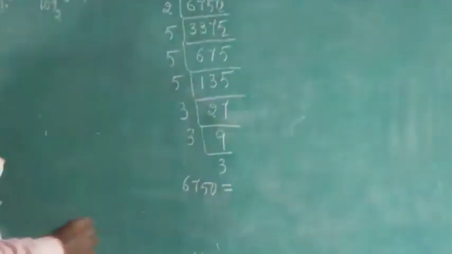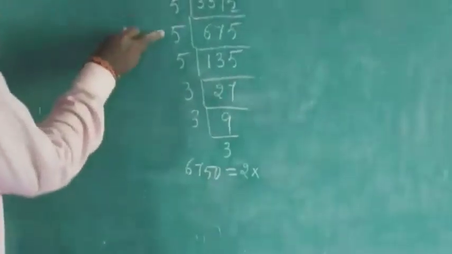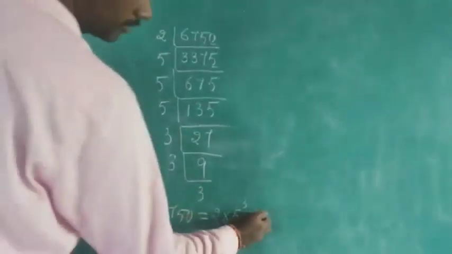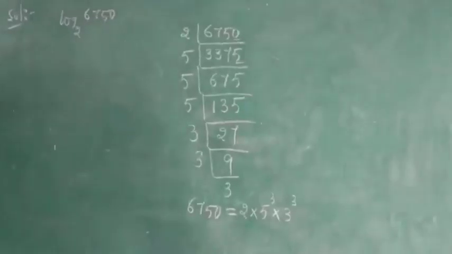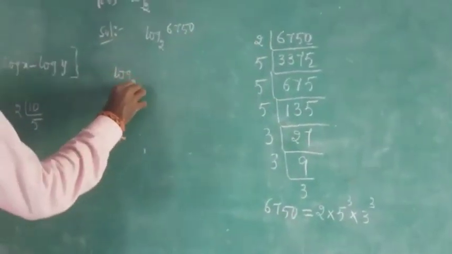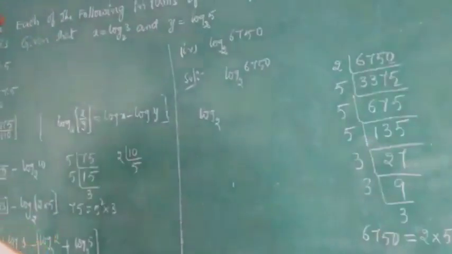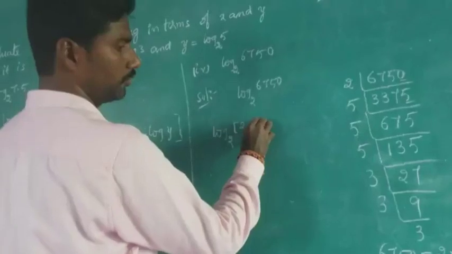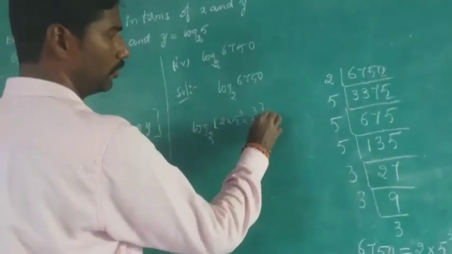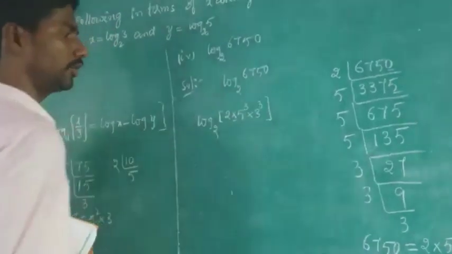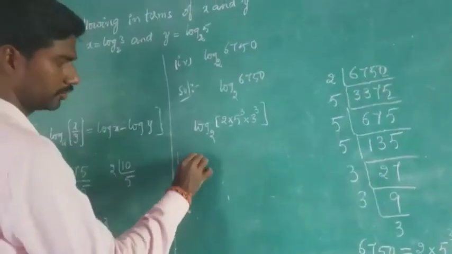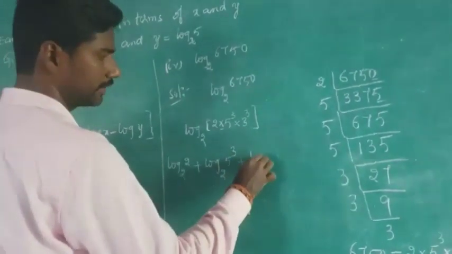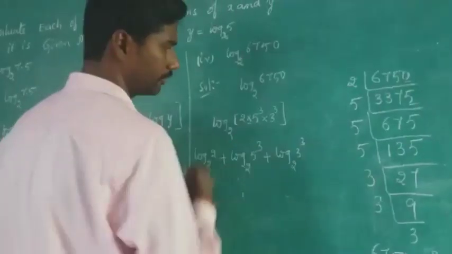So 6750 you can write as 2 into 5. How many times are there? 1 2 3. 5 to the power of 3 and 3 you have 3 times. So 3 to the power of 3. So this you can write as log base 2 of 6750, which is 2 into 5 cube into 3 cube. If you have the into symbol you can write plus: log base 2 of 2 plus log base 2 of 5 to the power of 3 plus log base 2 of 3 to the power of 3.